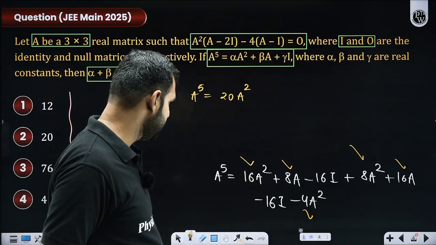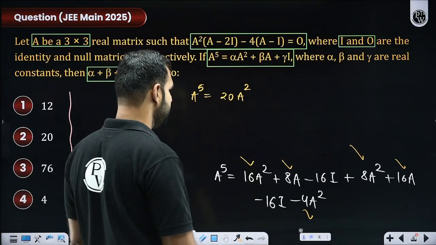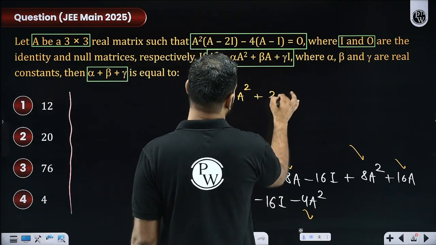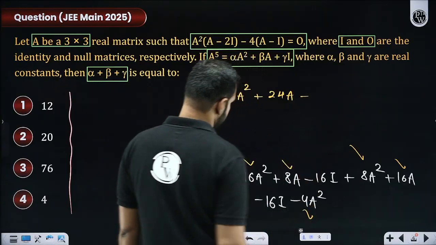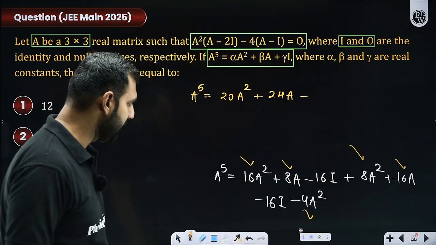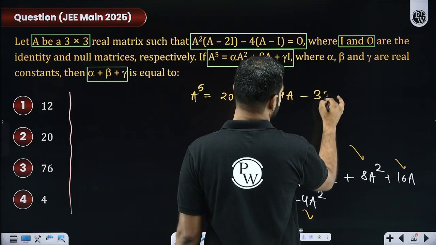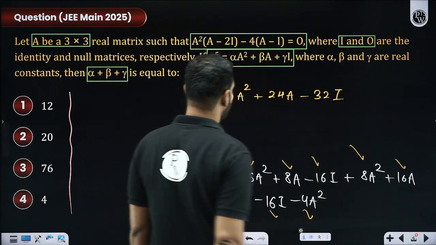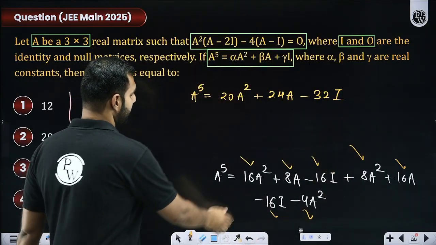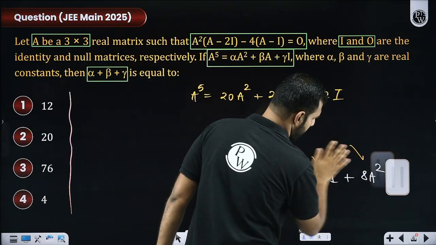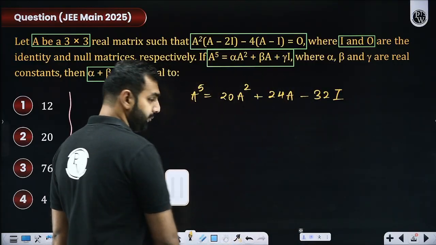So I hope nothing is left. So 8 plus 16 is 24. So this gives you 24a. Then I think terms with identity are 16 and 16. That's minus 32. So this is minus 32 identity matrix. So this is how your a to the power 5 looks like. Correct me if I'm wrong. I hope this is exactly how it will look like.